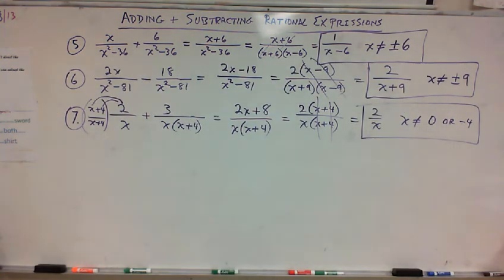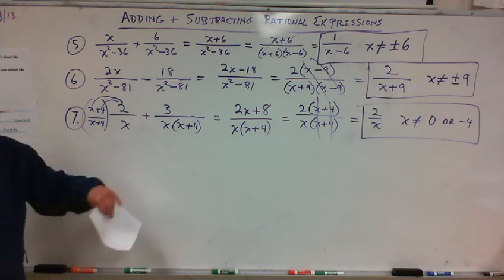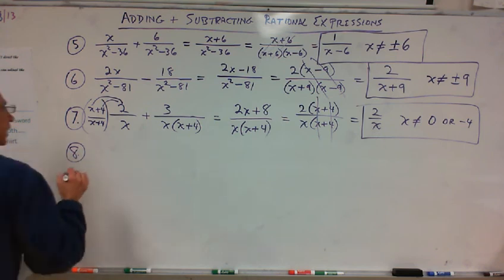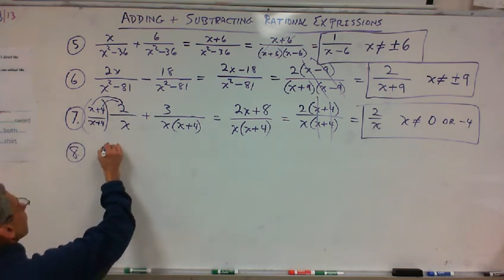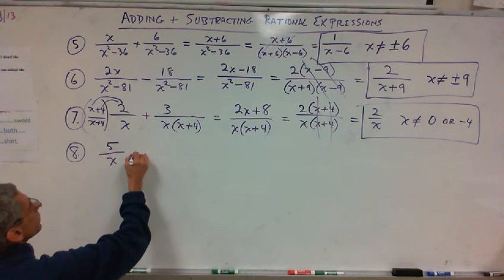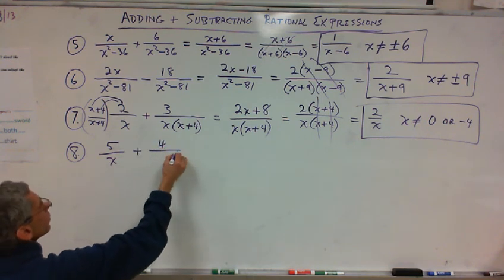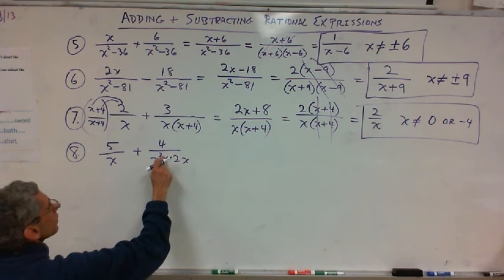Now notice I was kind of nice to you. I gave it to you in factored form. But sometimes you won't see that. So you'll have to actually factor first. So what if I did this? 5 over x plus 4 over x squared plus 2x.